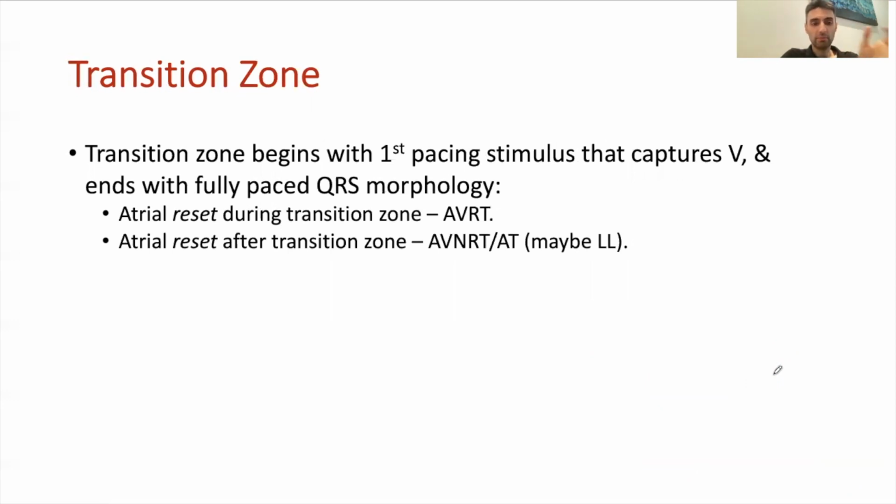One other thing that you know during pacing into an SVT is the transition zone, which is defined as the first pacing stimulus that captures the V and ends with the fully paced QRS morphology. If you note atrial reset during the transition zone, again, this is AVRT, because you are fusing and resetting the tachycardia. Like we said, it's AVRT. If you don't see atrial reset during the transition zone, then most likely you were unable to fuse and reset that tachycardia. Then again, it's more likely AVNRT or atrial tachycardia, or maybe it's an accessory pathway very far away from your pacing site.